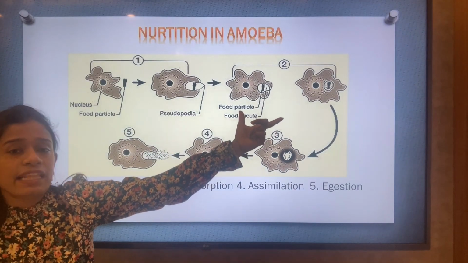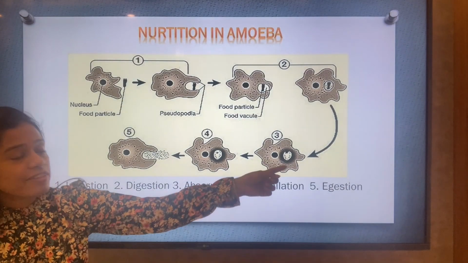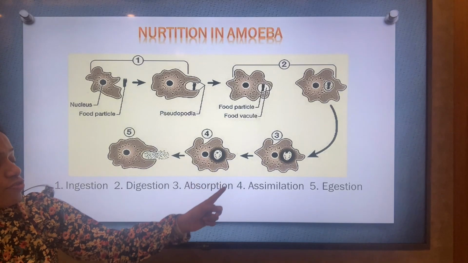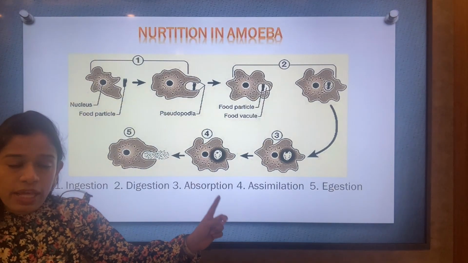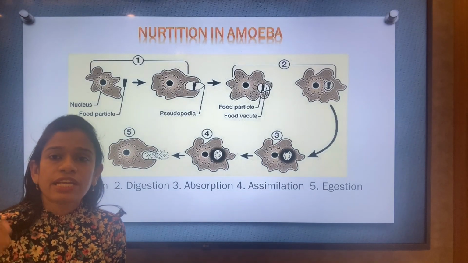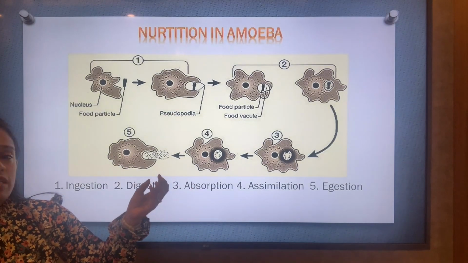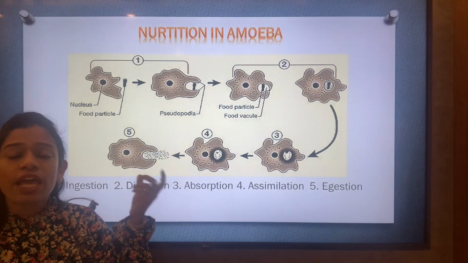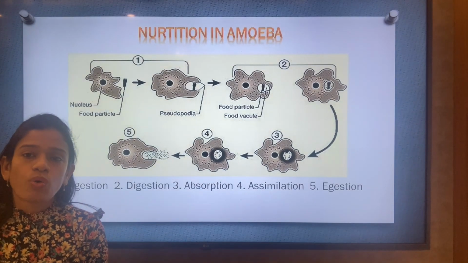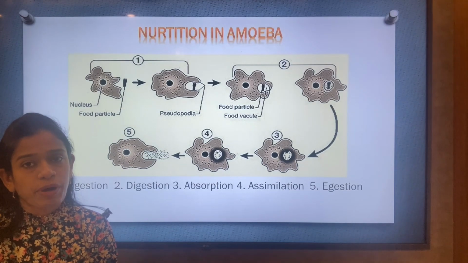Then second, third and fourth is the process of digestion. After the food is digested, it is slowly absorbed by the body and finally assimilated throughout the cell, so that each and every part of the cell receives the nutrition, and finally the undigested food is given out through the process of egestion. So this completes the whole cycle of the holozoic mode of nutrition found in amoeba.